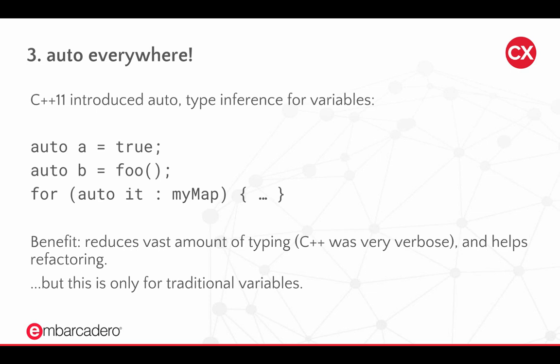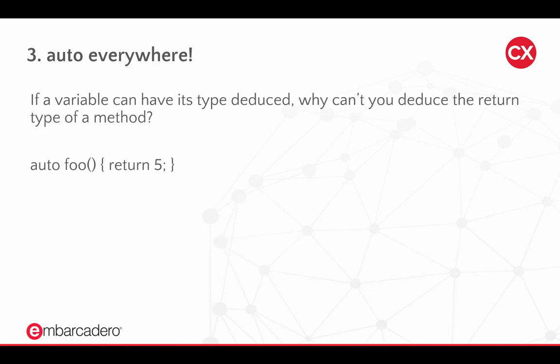But in C++ 11, type inference was only for traditional variables. And there's a logical question. If a variable can have its type deduced, why can't you deduce the return type of a method? Such as the code on the screen, auto foo return 5. Why isn't that valid code? Why can't the compiler decide, well, okay, obviously foo is returning an integer?